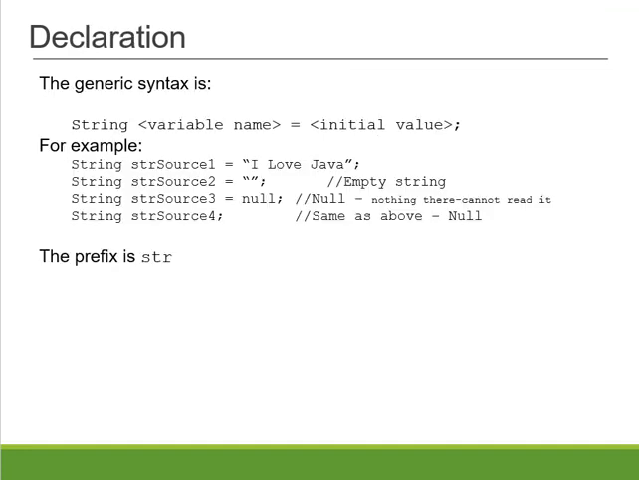When you name your string variables, you want to use the prefix str. Here is an example of how to declare a string in Java. You have the string name and the initial value after the equal sign followed by the semicolon. Here are the examples of string declaration.